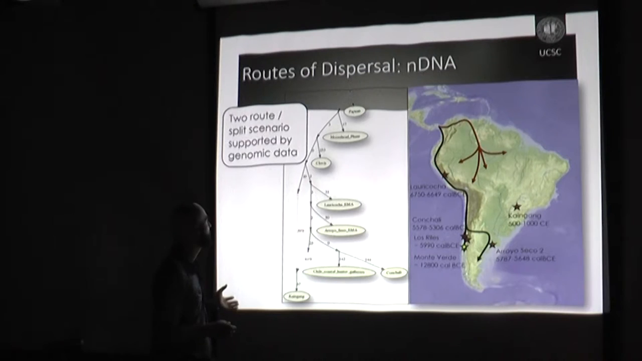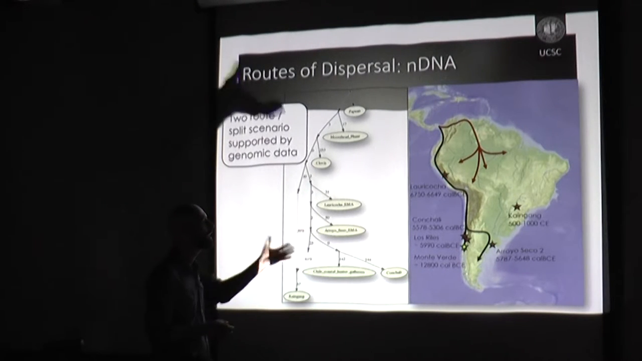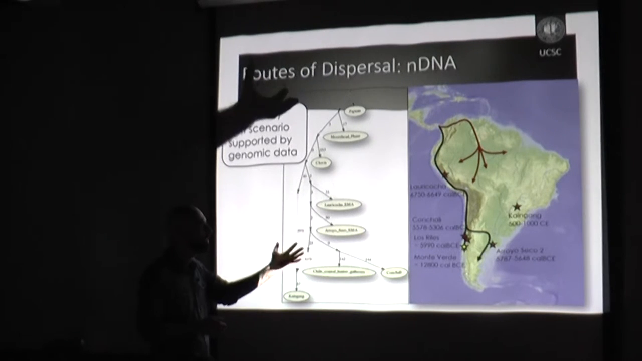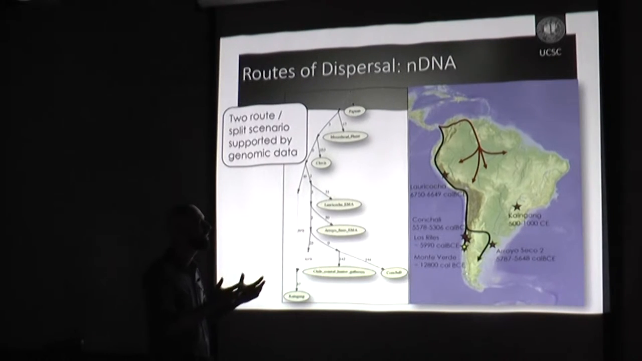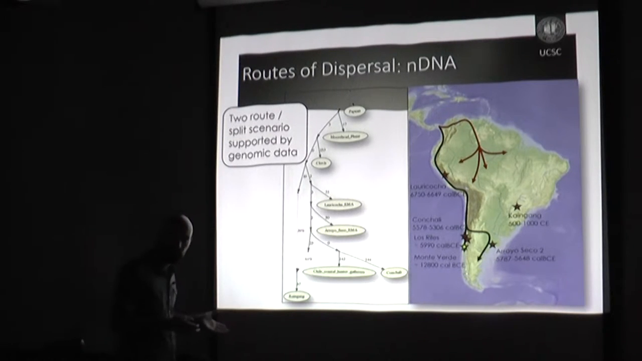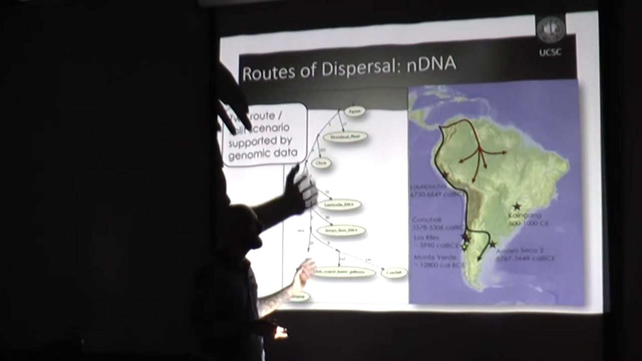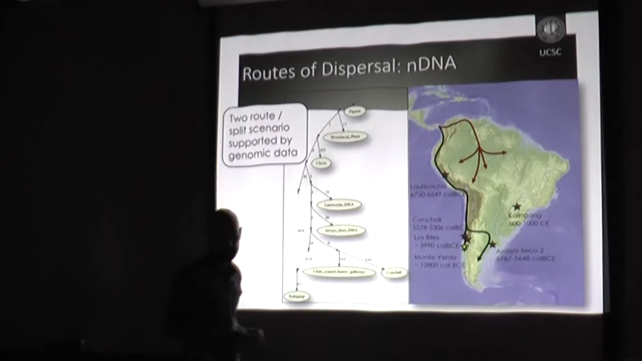So this is, at least from the genomic side, what we see as the final confirmation of the two-route scenario, with one initial population of Native Americans. Maybe there was somebody before, we don't know that yet, but at least for this time frame, we have a highly related population that must have diverged from each other around 10,000 to 12,000 years ago. It was isolated from each other for a while. Only down here do these populations meet each other.